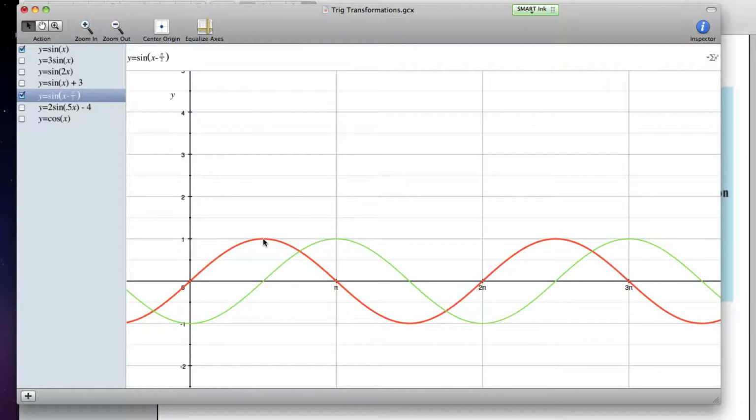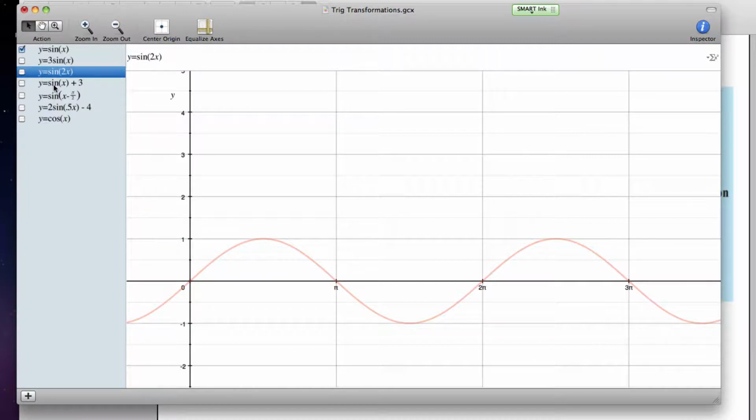Same thing, if you grab this top part, it's at pi halves right now. We drag it over another pi halves and you get to pi. So just add or subtract to the x and you've moved it horizontally. Cool? This is the fussy one, okay?